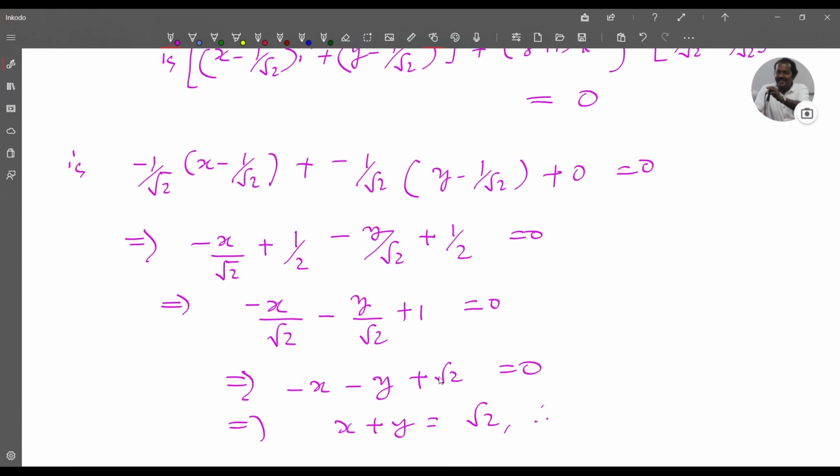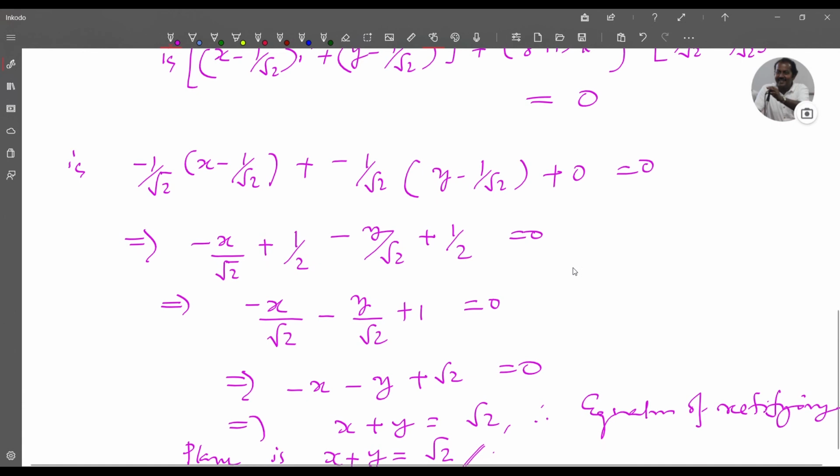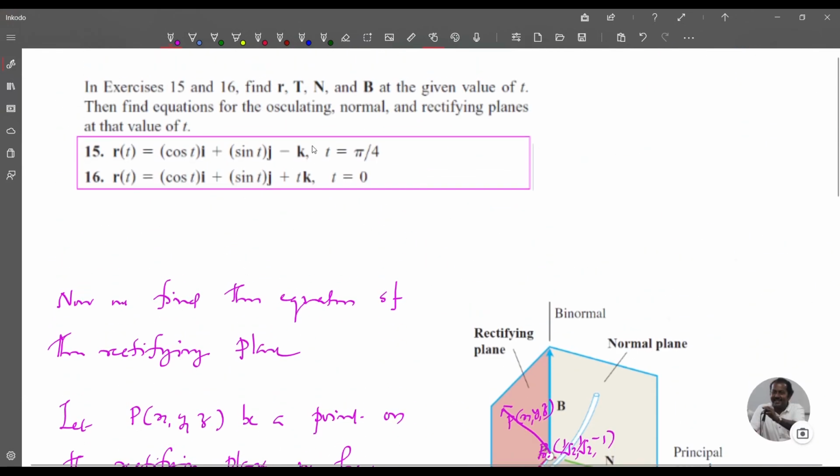Therefore, the equation of the rectifying plane is x plus y equal to root 2. So we have found the equation of the normal plane, the equation of the rectifying plane, and the equation of the osculating plane. We can see all these things using GeoGebra. And you can do problem number 16 similarly as homework.